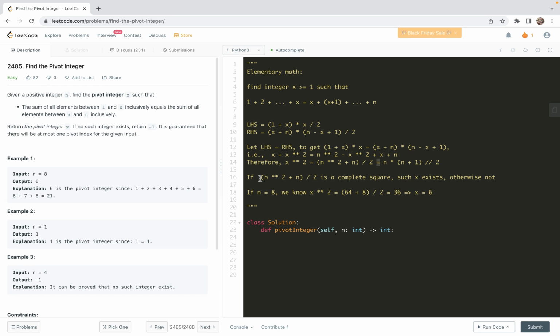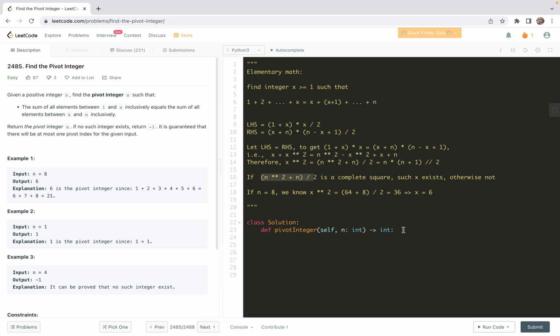So here the question is that if this expression is a complete square, in other words, it's some number's square, then such x exists. Otherwise, we just need to return -1 according to the problem requirement. For example, in example 1, n equals 8, we can compute (n squared plus n) divided by 2, that is 36. So x equals 6.